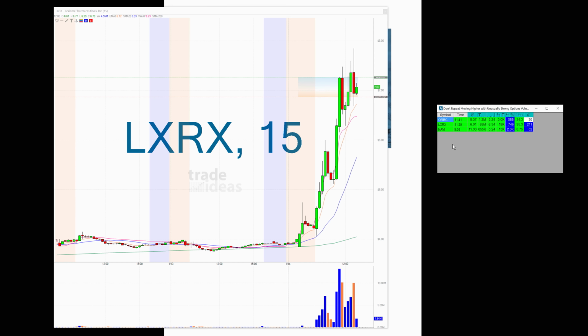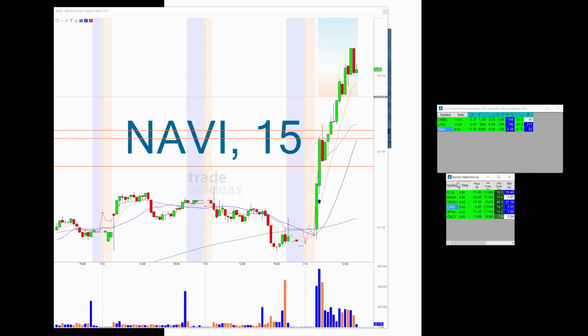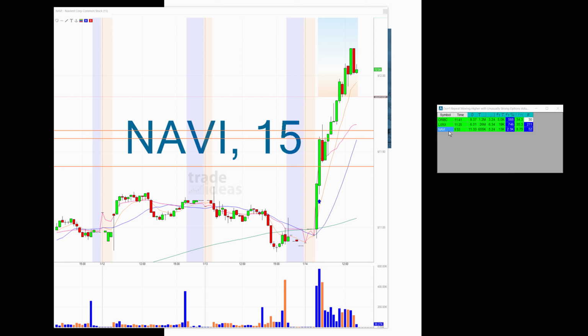Look at NAVI. Oh, that's right, I did take this one. I thought the one I missed, unfortunately, was LXRX. LXRX showed up in my watch list also way early at 4.67. But I forgot I did take NAVI at 11.33. Unfortunately, I got out at 11.60, 11.63 and 11.60, and then it just ripped on afterwards. I was watching this little move down and thought, you know what, I better take my profit before it does something really crazy. And look what it did afterwards.